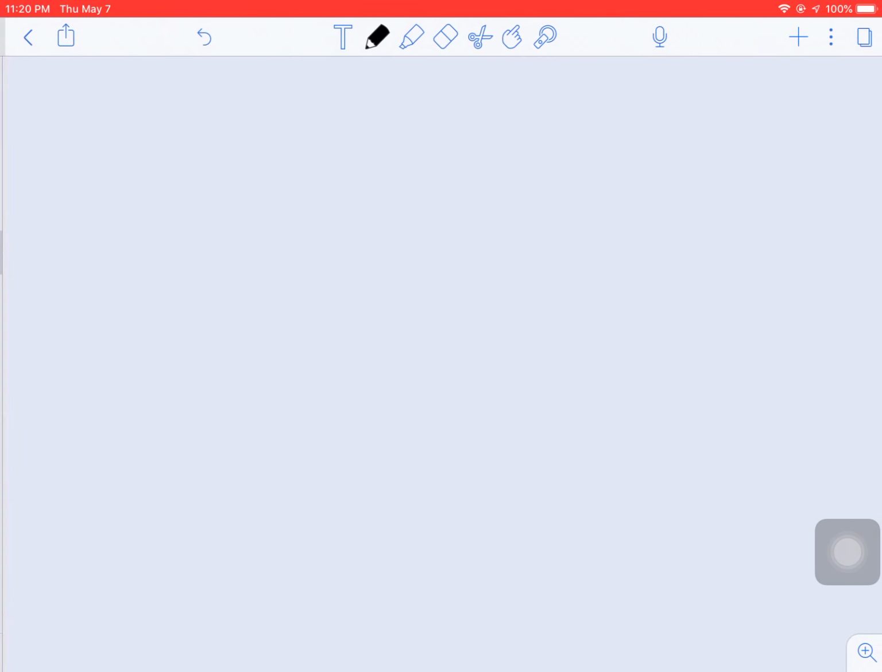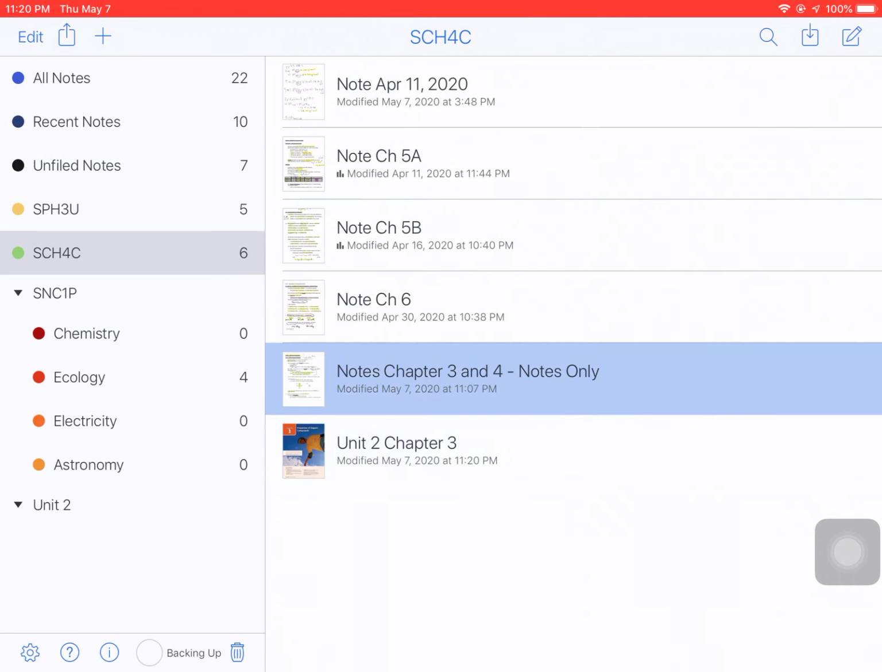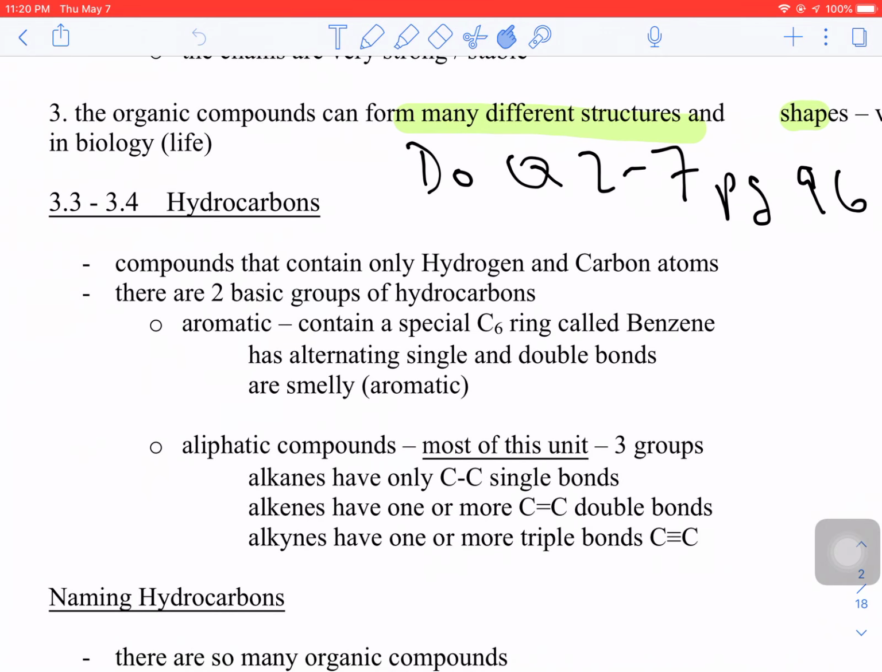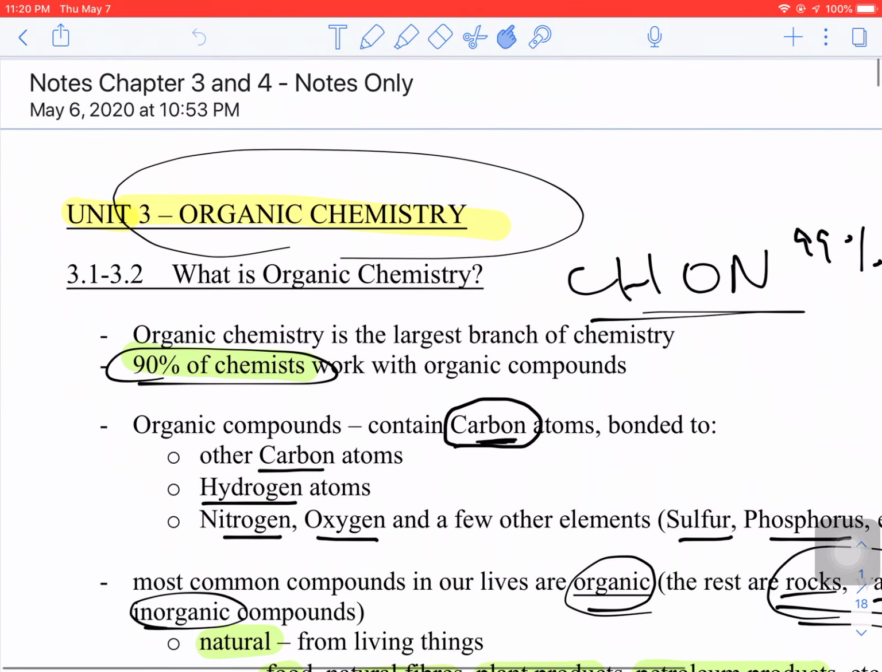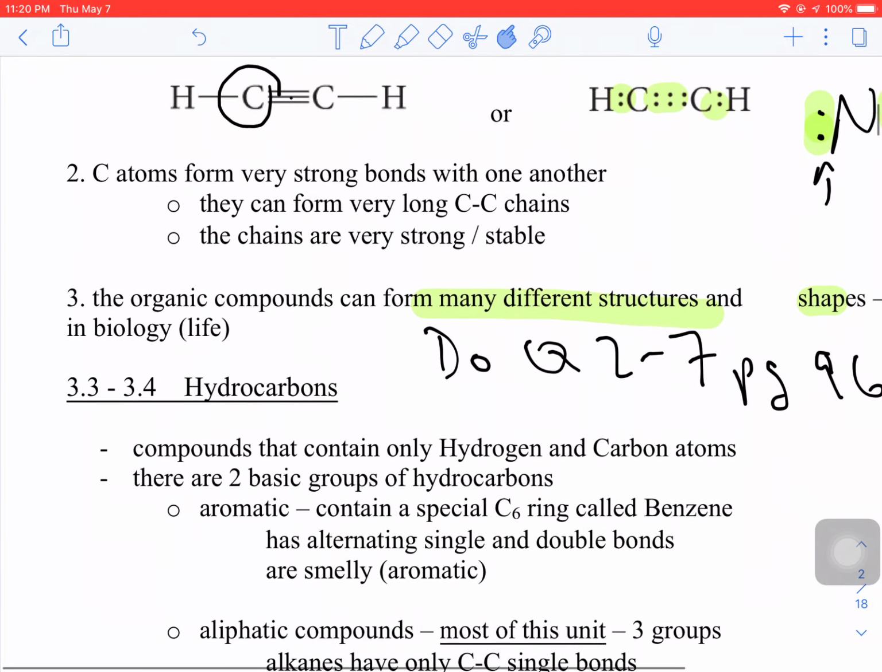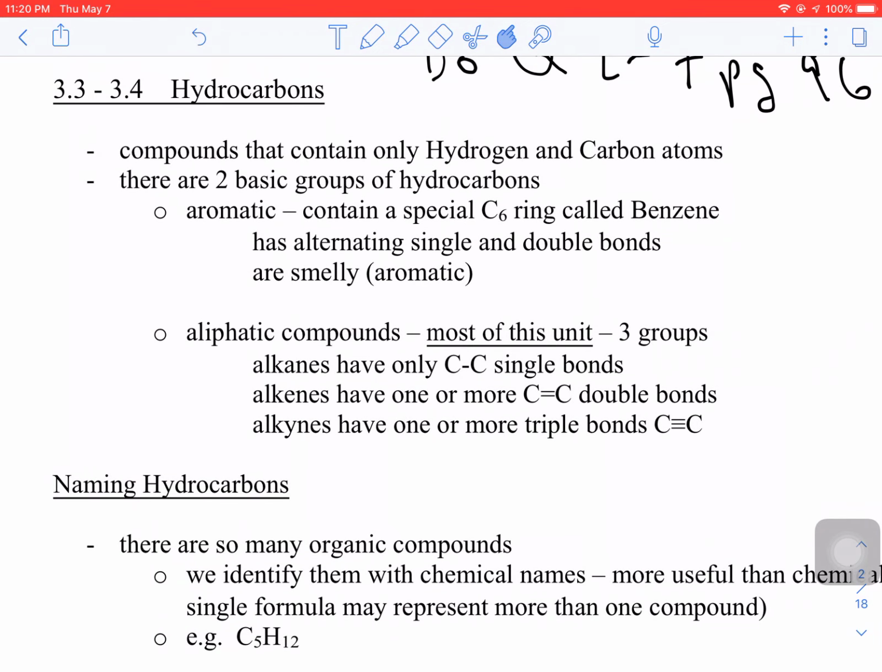I wanted to take some time as we're moving through this unit to take up the homework, maybe more so than in the past, because I think it's really important for us to be doing as much practice with organic as possible. Remember, most important thing: 90% of chemists are working in organic chemistry. This is where the jobs are. So I want to make sure that you're getting a good foundation, a good idea of what's involved with organic chemistry. So this next note, 3.3, I'm not going to get to 3.4 today.